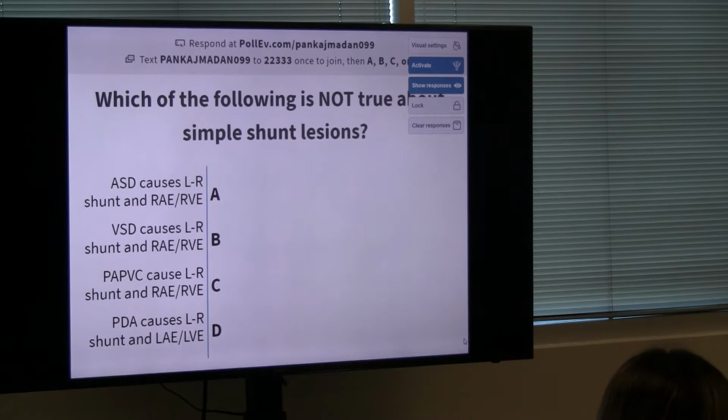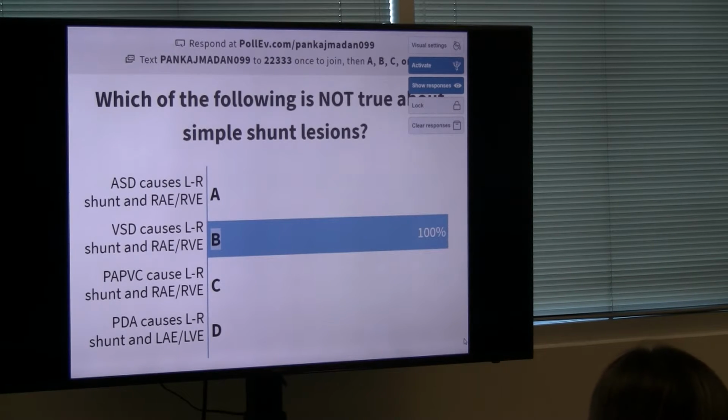Partial anomalous pulmonary venous connection causes left to right shunt and causes right atrial and right ventricular enlargement. Patent ductus arteriosus causes left to right shunt and causes left atrial and left ventricular enlargement.